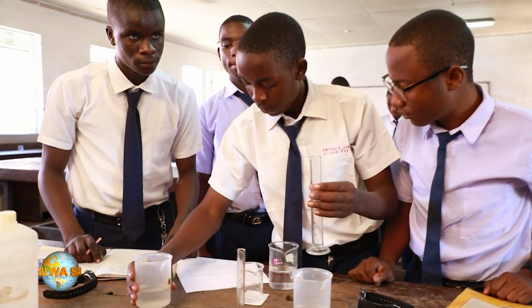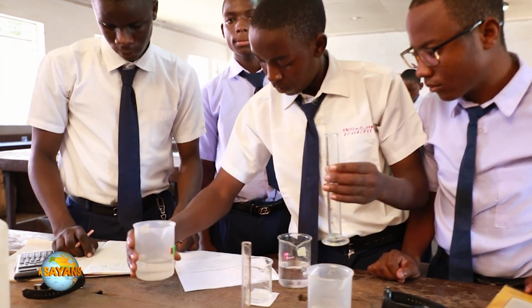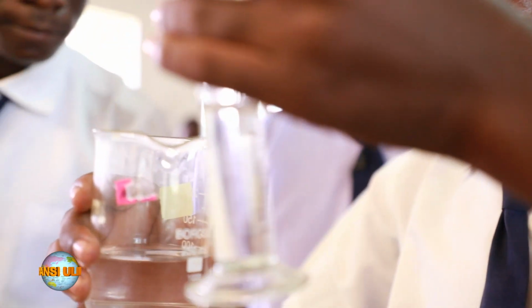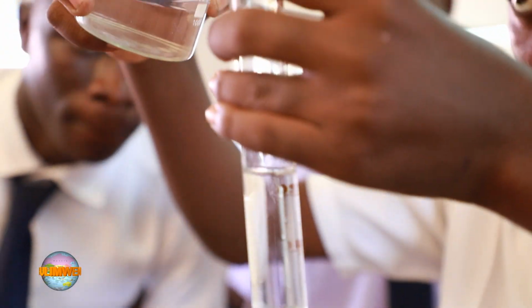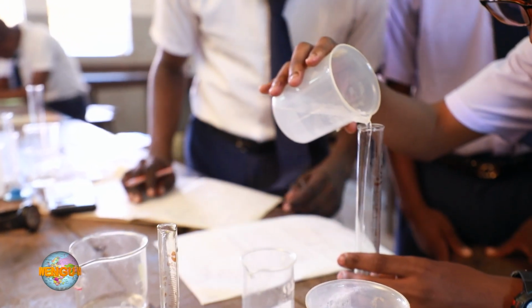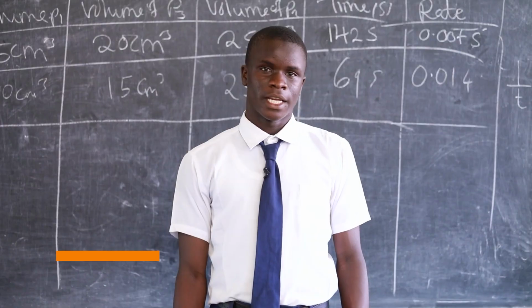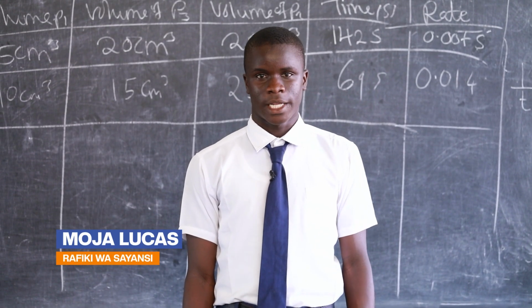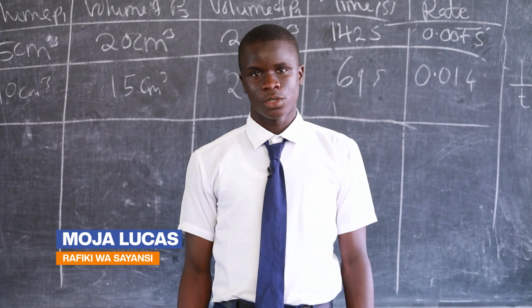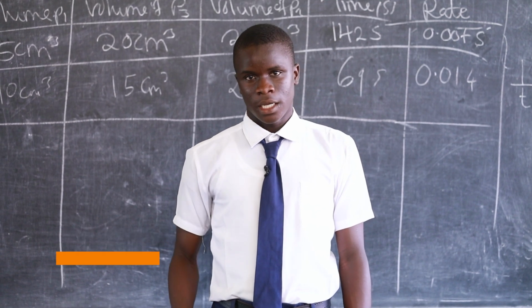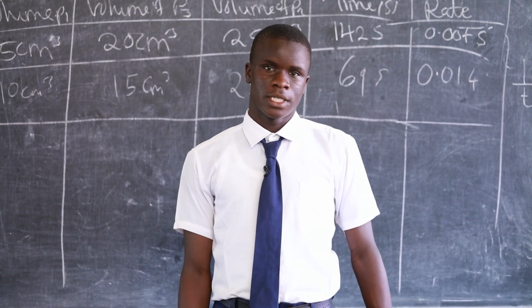The aim of this experiment was to determine the effect of concentration on the rate of chemical reaction. We have seen that when you increase the concentration of sodium thiosulfate, the rate of chemical reaction increases, but the time decreases. So that was our activity. Thank you.